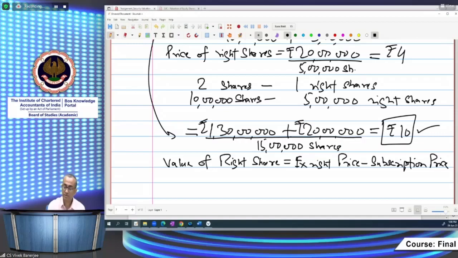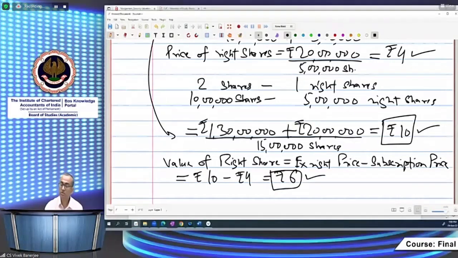एक्स राइट प्राइस माइनस सब्सक्रिप्शन प्राइस. एक्स राइट प्राइस हमने वैसे ही कैलकुलेट किया, ₹10, और राइट प्राइस भी हमने अभी कैलकुलेट किया, ₹4. तो ये आएगा ₹6. तो वैल्यू ऑफ राइट जो है ₹6 एंड एक्स राइट प्राइस इज ₹10.